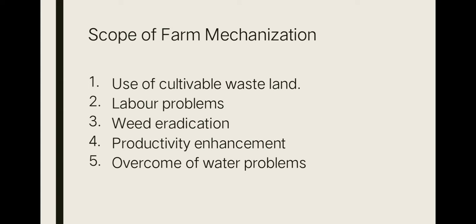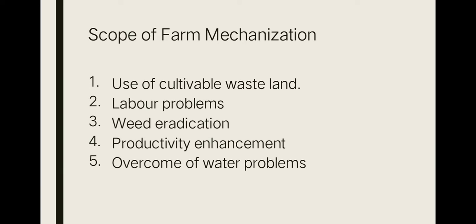Scope of farm mechanization. What is the scope in future of farm mechanization? Why do we focus on farm mechanization? Use of cultivable wastelands. Mostly in our India, wastelands are large in area and not cultivable with the help of animal or human power. So in this case we need farm machinery like tractors or big machines to cultivate those wastelands. And labor problems in village areas: the labor is not in optimum quantity, so we need farm machines.